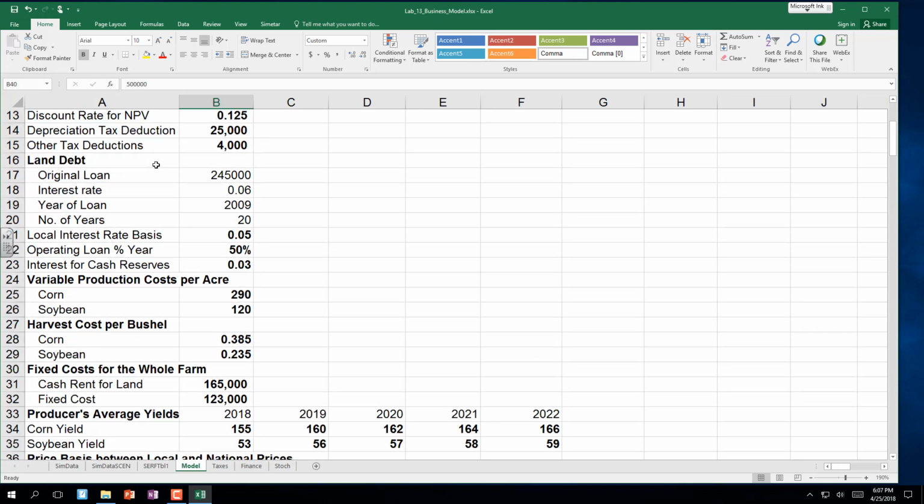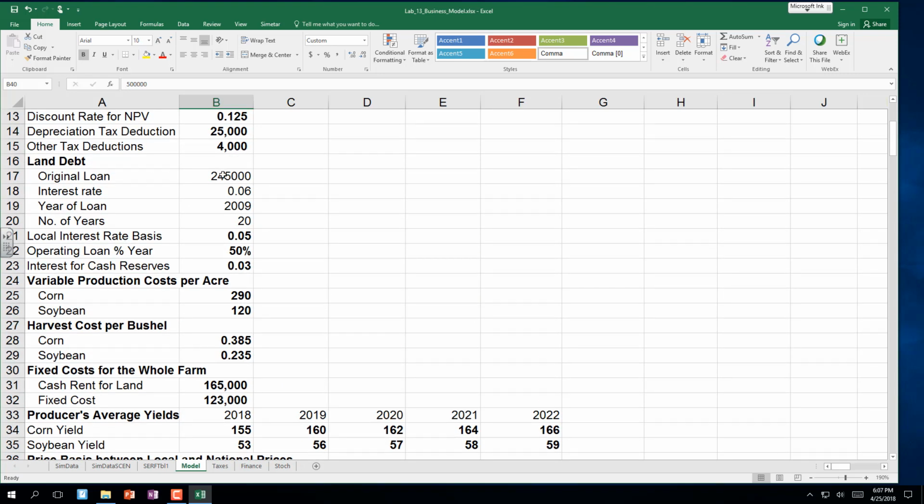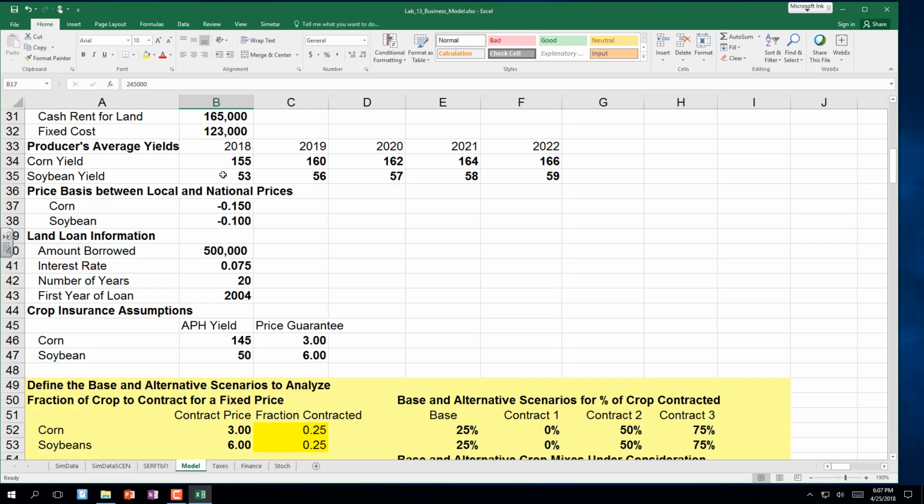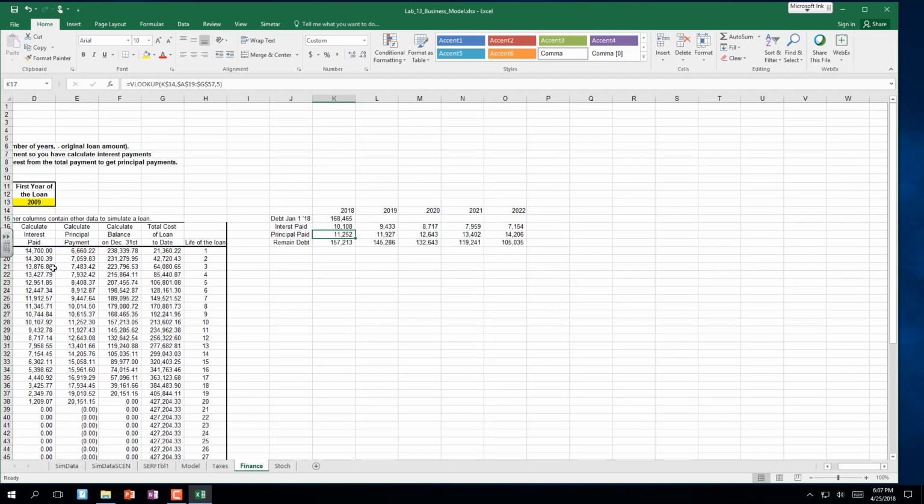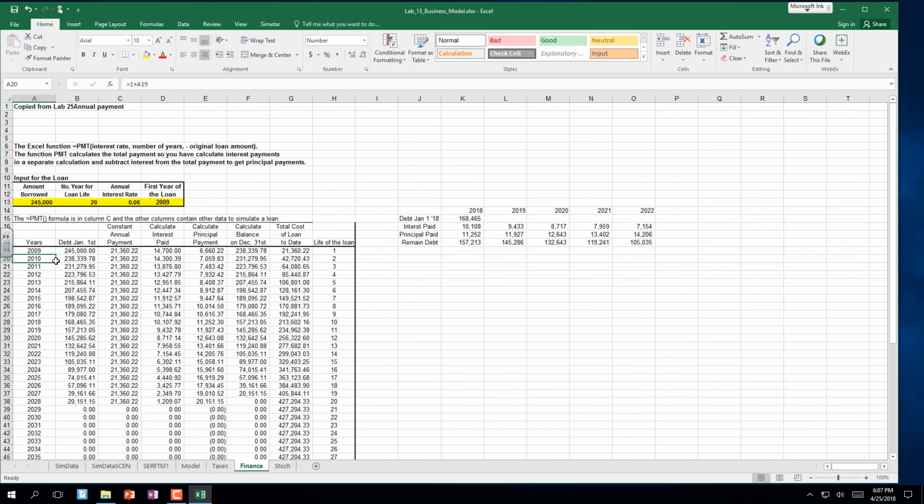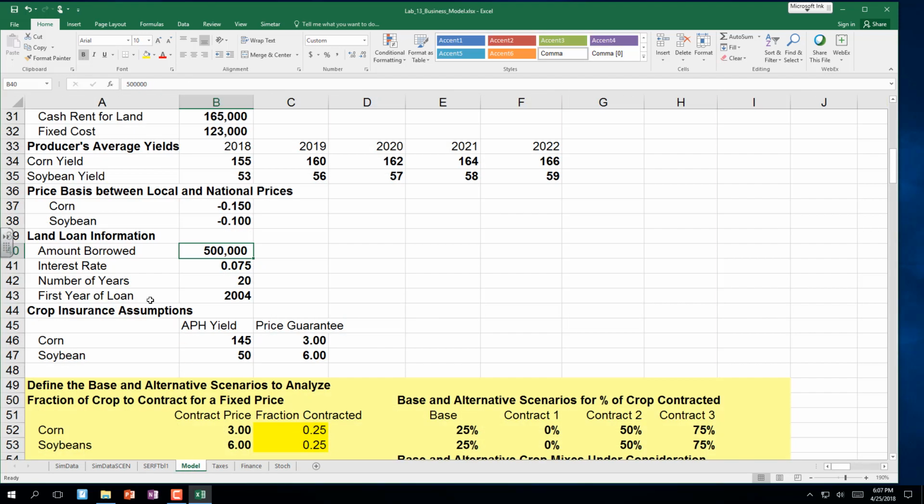Is that right? We've got two land debts. Wow, there's one here and there's one here. I wonder which one got put into finance. The first one. Okay, go back and let's modify this model. Let's kill these lines here.